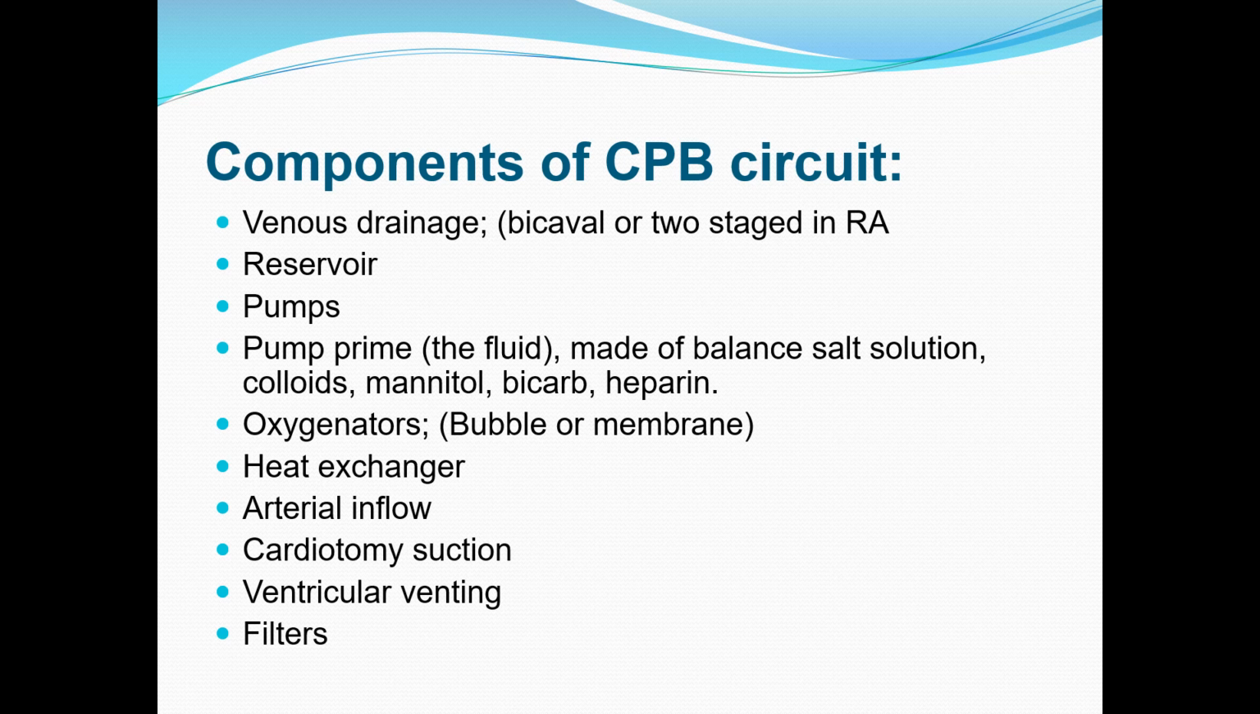So oxygenators: we have bubble or membrane oxygenators. These are two special types, and we usually use the membrane type. And we have a heat exchanger to change the temperature of the patient. We have arterial inflow and cardiotomy suction, because when we open the pericardium and the great vessels, we can suck the blood which may occur during cardiotomy, I mean, opening the chambers of the heart. We can suck the blood and return it back into the cardiopulmonary bypass. By this, we do not lose any blood.